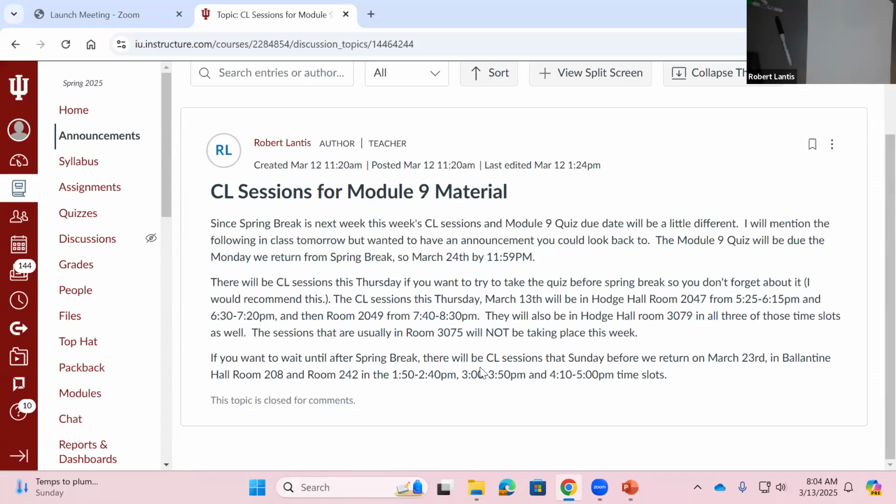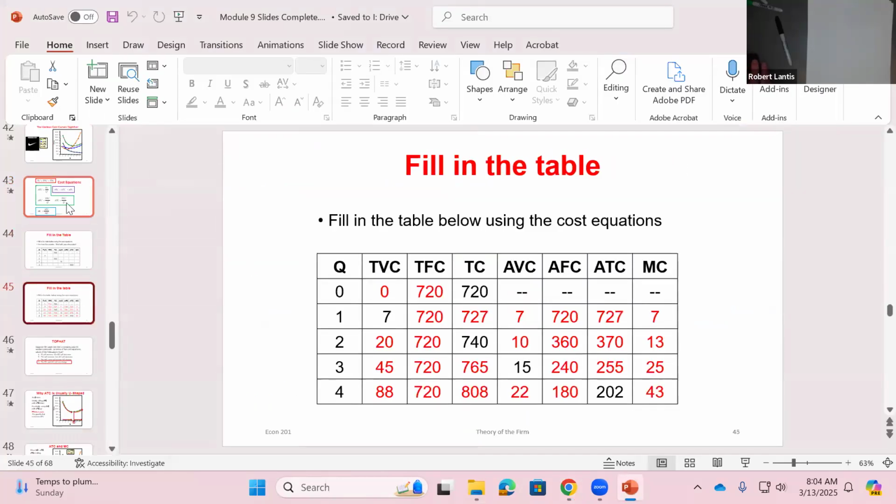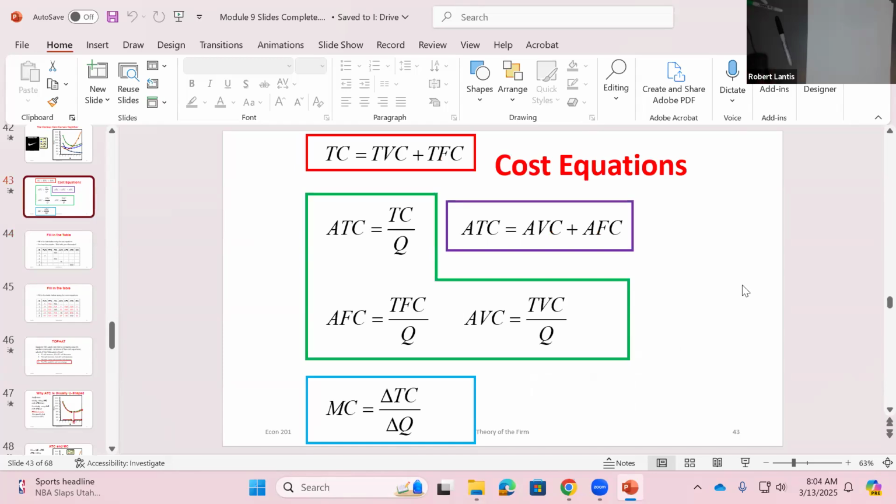Good. Okay. So I've got this table that we could fill in. I'm going to leave this one for you to do as additional practice. We'll work through one here together, but from this blank table, you could fill in all the remaining information about the different costs of a firm based off what was reviewed in that video.